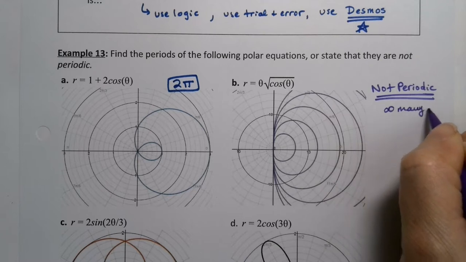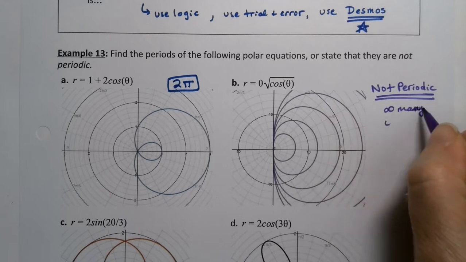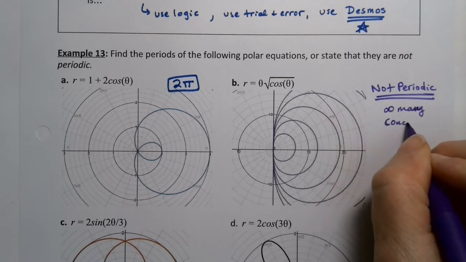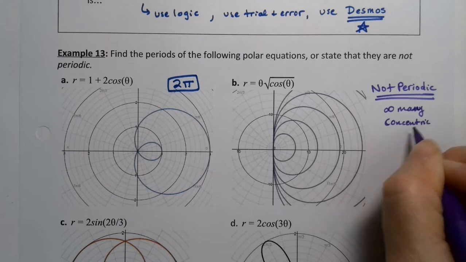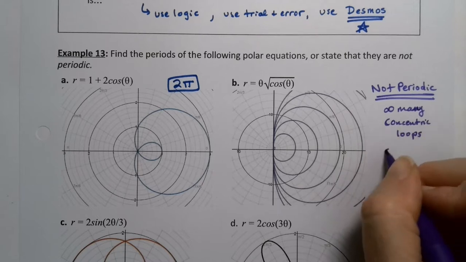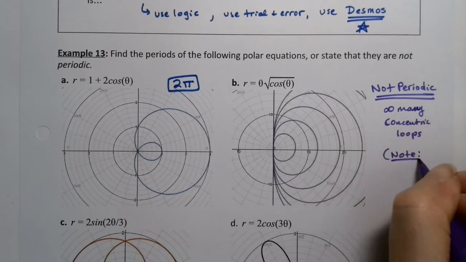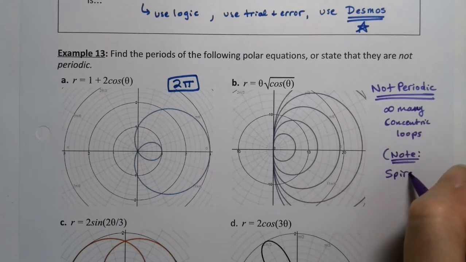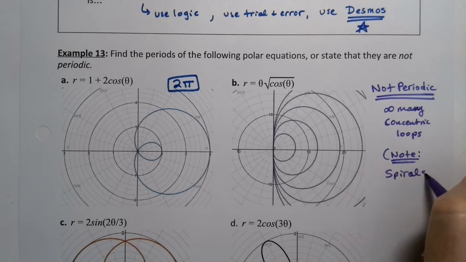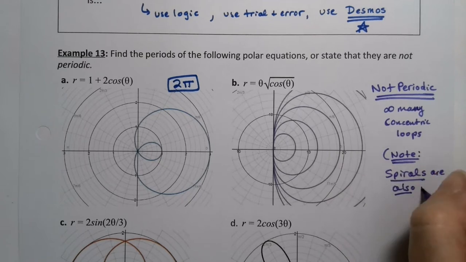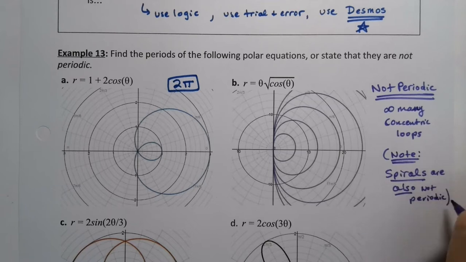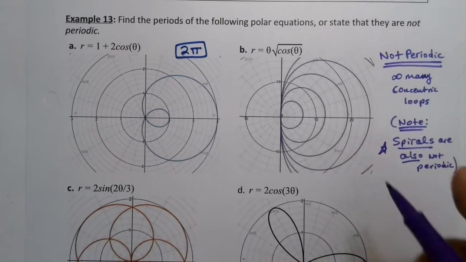concentric loops. And we'll make a big note. Spiral graphs also are not periodic. Right? There's no period for a spiral graph. It just keeps spiraling.